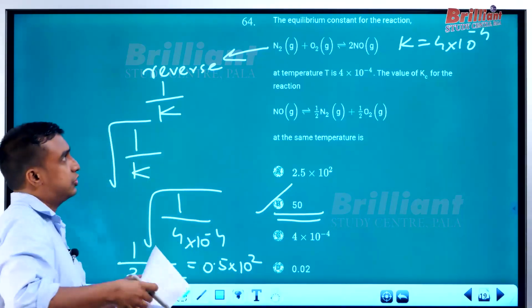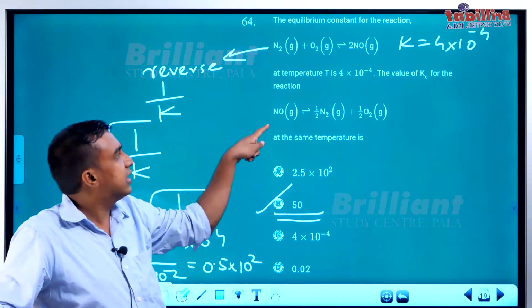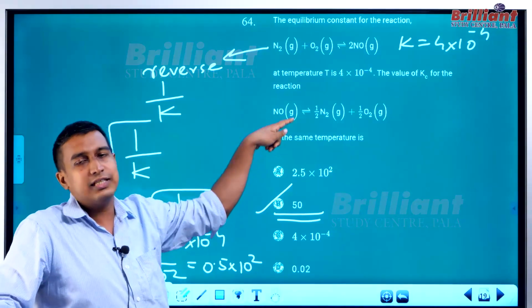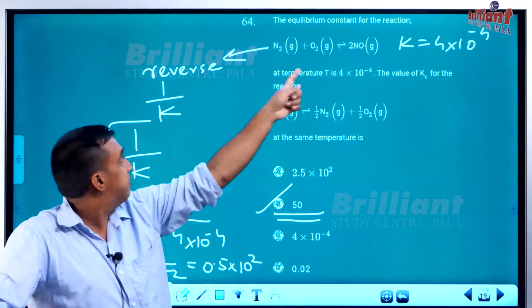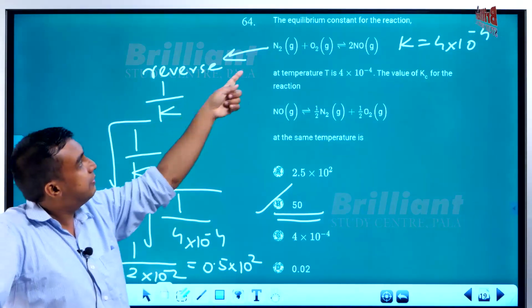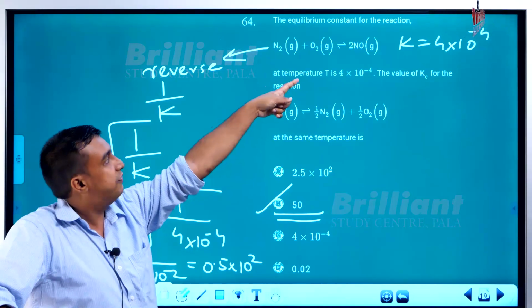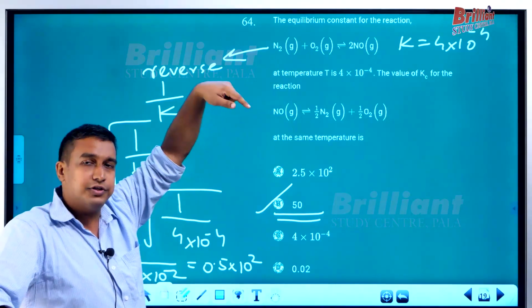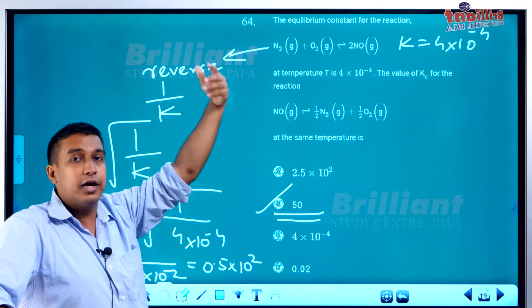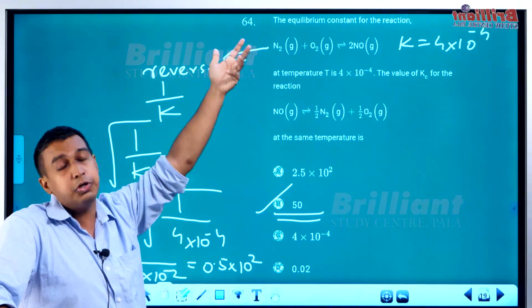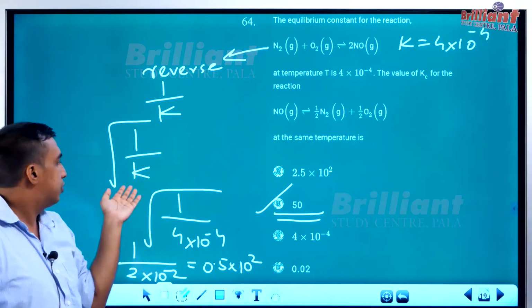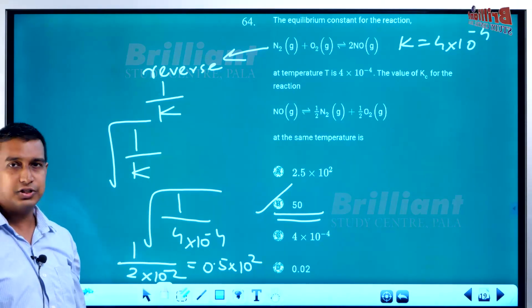Hope everybody understood. We get this by reversing the reaction. When you reverse, K will become inverse, or you will have to take 1 by K. So I took 1 by K. And then they have divided with a coefficient also. When you divide with a coefficient, you will have to take the root. If you are multiplying with a coefficient, you will have to take the corresponding power. Since it was 2, I took the root and I got the answer. Coming to the next question.